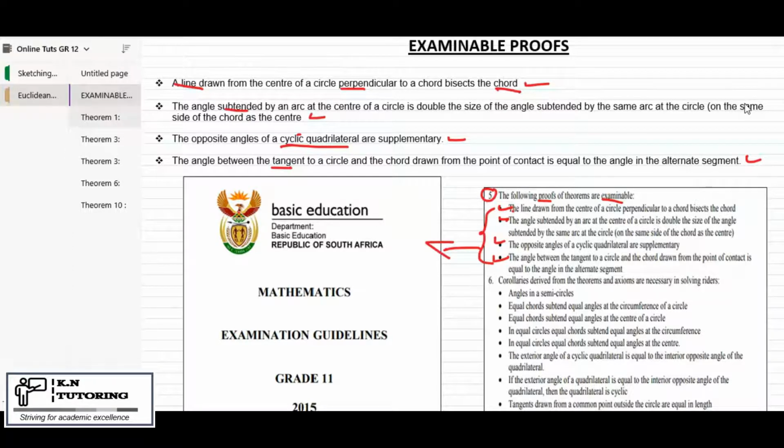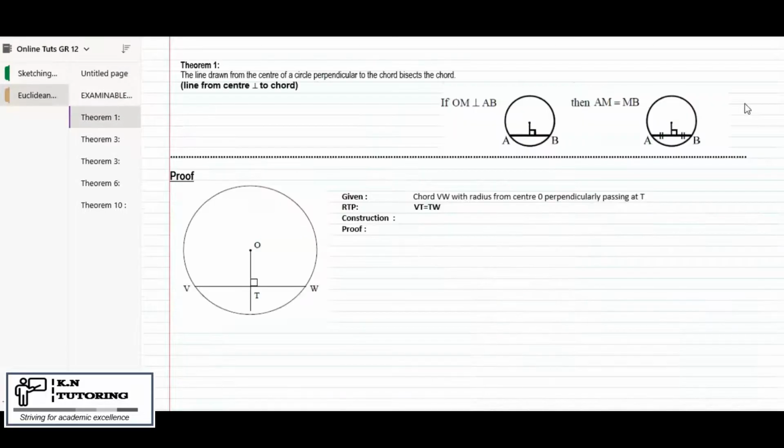Now let's look at the first theorem. Here we will be looking at the theorem that says the line drawn from the center of the circle perpendicular to the chord bisects the chord. Yes, I've written here that it's theorem number 1, but the numbers are not really important. In some books you can have this as theorem number 1A and then theorem number 1B. It doesn't really matter if it's theorem number 10 or number 100. What is important is that you need to know which theorems are examinable.